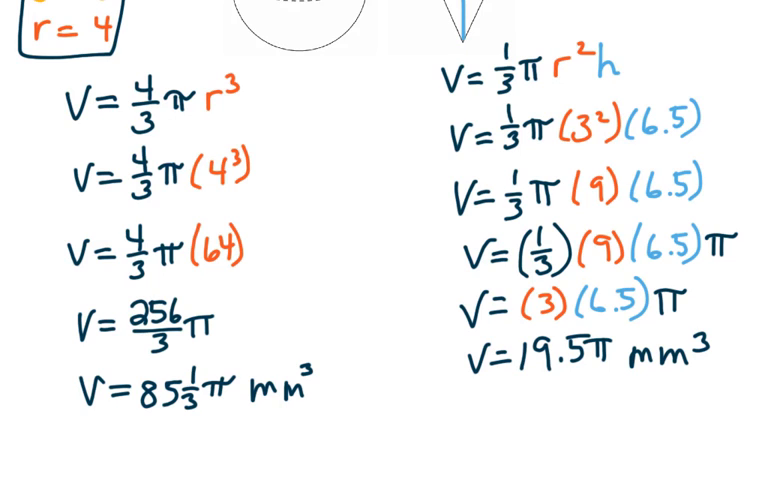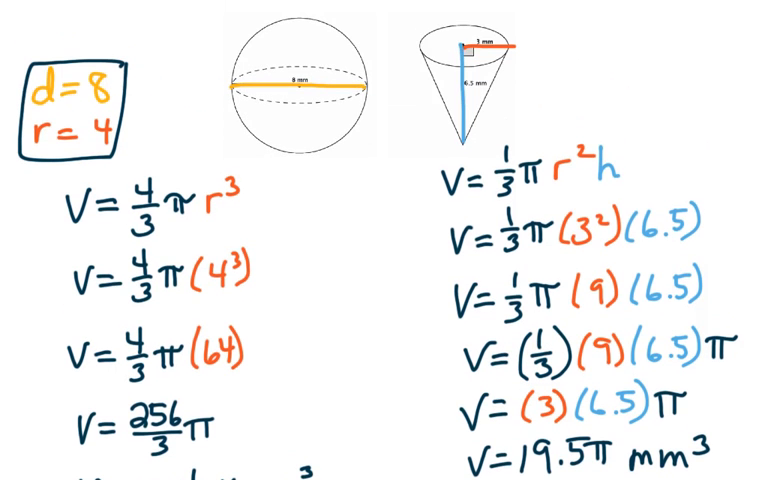And so this is one of the times we think of it as like a division problem maybe. And then that gives us 85 1/3 pi millimeters cubed. So that's enough for the sphere for the moment, and let's go back to the cone.